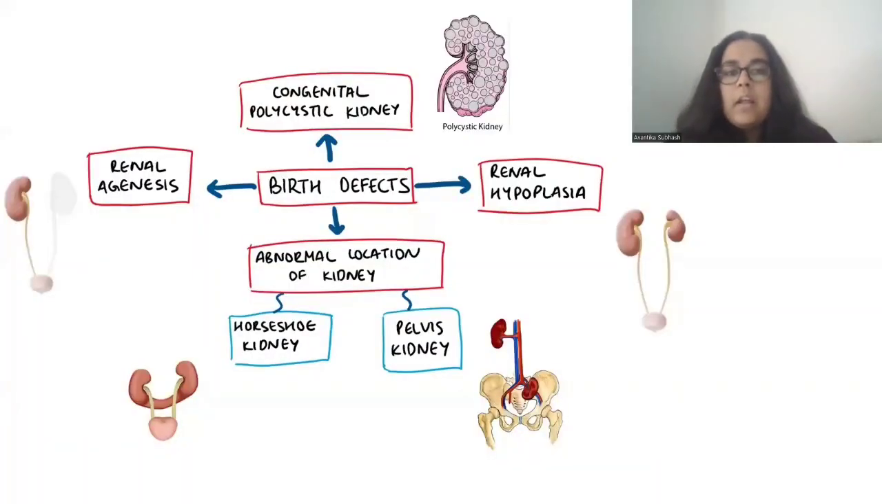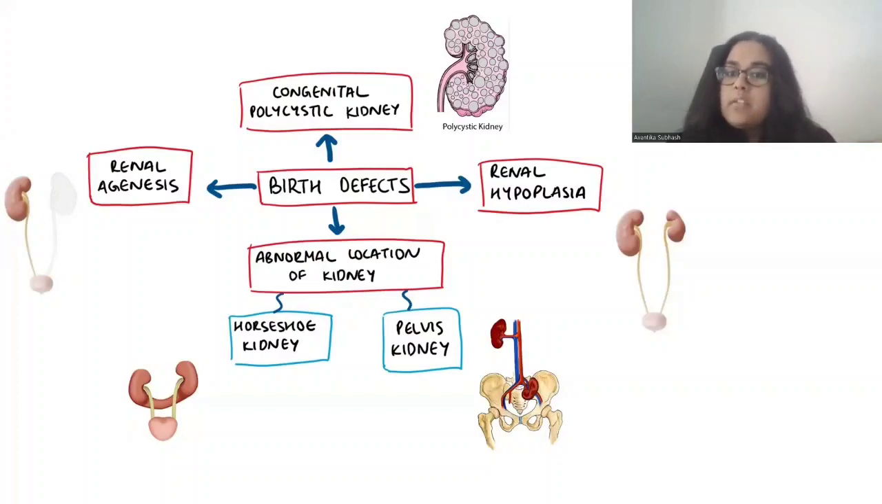Now, finally, we will cover the basic birth defects of the kidney. We have your major four, which are congenital polycystic kidney, renal agenesis, renal hypoplasia, and abnormal location of your kidney. Renal agenesis is when, while the kidney is developing, one kidney is technically missing. It can also be bilateral, where both kidneys are missing during development.